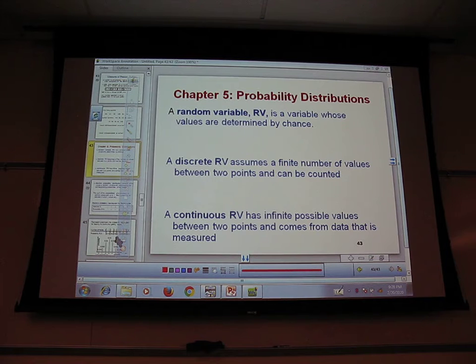This is your first fill in the blank thing. A random variable RV is a variable whose values are determined by chance. A discrete RV assumes a finite number of values between 2 points and can be counted. Right, discrete can be counted. A continuous RV has infinite possible values between 2 points and comes from data that is measured. Right, because continuous variables are things you measure. All right, so good. You guys filled in that first blank.